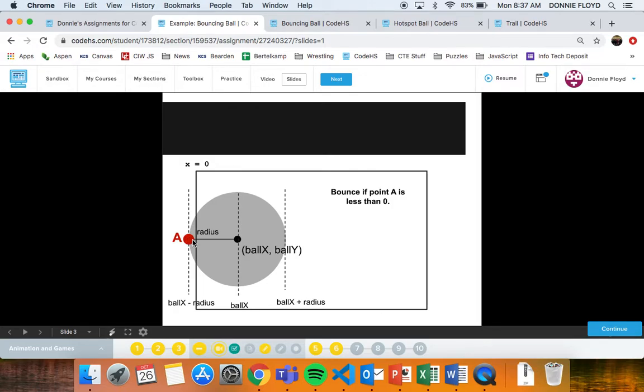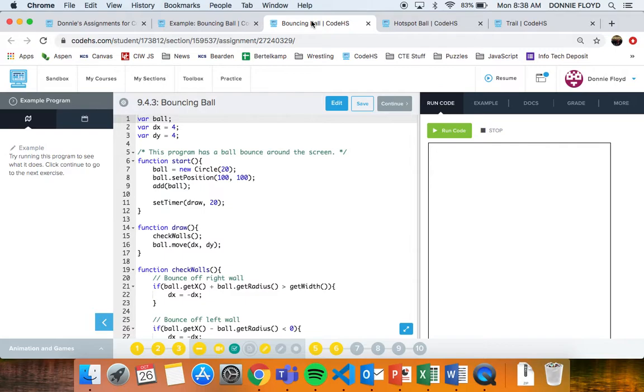Okay. Now I put less than 0 because let's say I'm moving by 7 pixels. Well, if I start at an even number, then it's very possible that that point will never actually equal 0. So we want to do a less than to make sure that if it passes that 0, then we're going to bounce. Okay. Well, and the way we bounce is, so right here, if the ball X minus the radius is less than 0, then we're going to bounce. So let's look at how that happens.